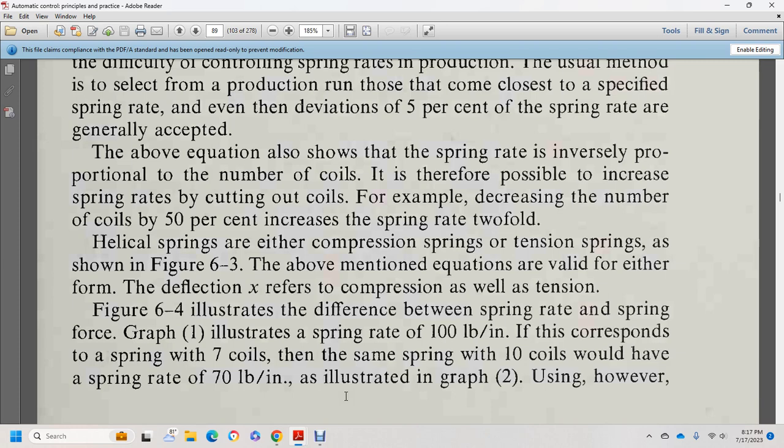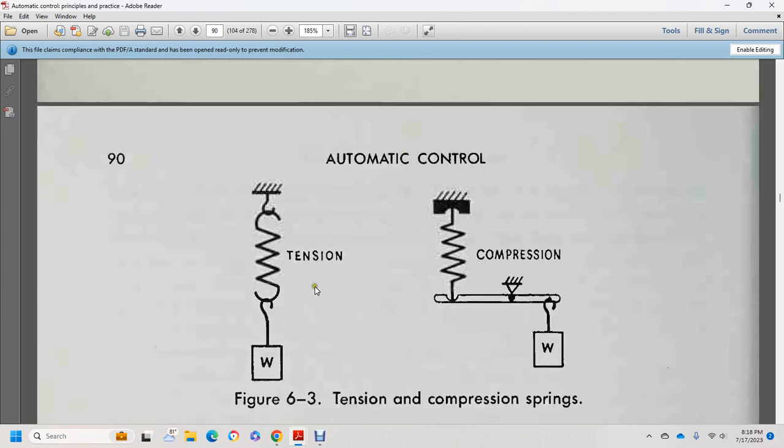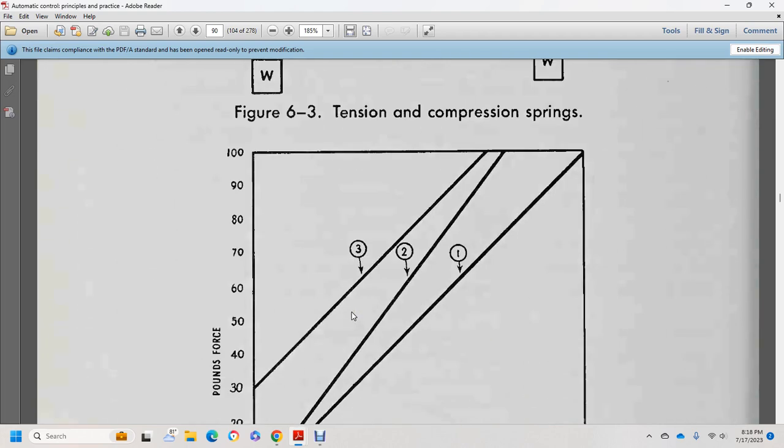Figure 6.4 illustrates the difference between spring rate and spring force. Graph 1 shows a spring rate of 100 pounds an inch, corresponding to a spring with 7 coils. The same spring with 10 coils would have a spring rate of 70 pounds an inch. This is illustrated with graph 2, which shows a tension and compression spring with the weight on a hook.